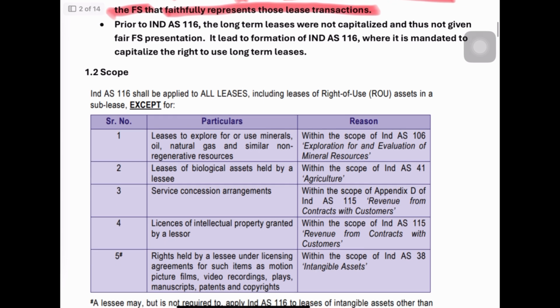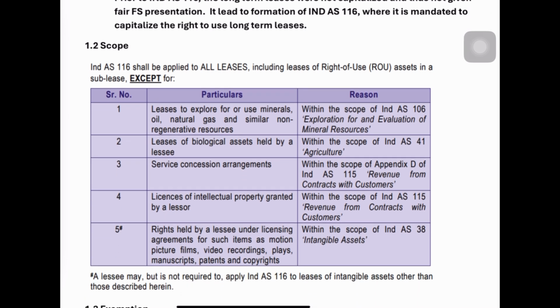Okay, so now we'll go through the scope of Ind AS 116. Ind AS 116 shall be applied to all leases. Whatever may be the type of leases, for all leases Ind AS 116 will be applicable, including the right to use assets in a sublease. So even for sublease also Ind AS 116 will be applied. There are some specific exceptions given under Ind AS 116. Only for those specific cases Ind AS 116 may not be applied, and for all the remaining cases the lease needs to be accounted as per Ind AS 116.